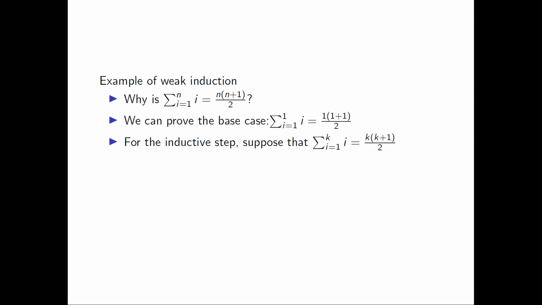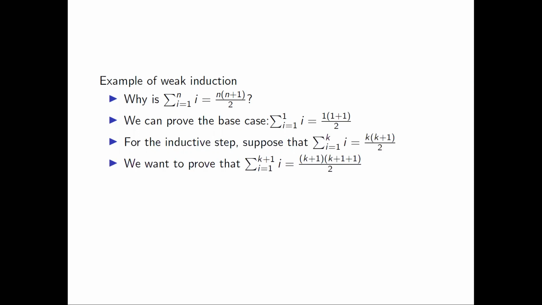In our case here, for this problem, the proposition is that this sum from i equals 1 to n of i is equal to n times n plus 1 over 2. So if we're saying that that is true at k, all we're saying is that the sum from i equals 1 to k of i is equal to k times k plus 1 over 2. So that's our inductive hypothesis.